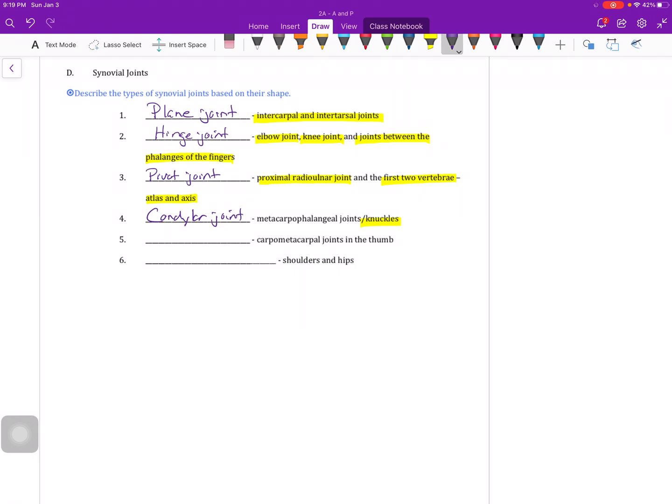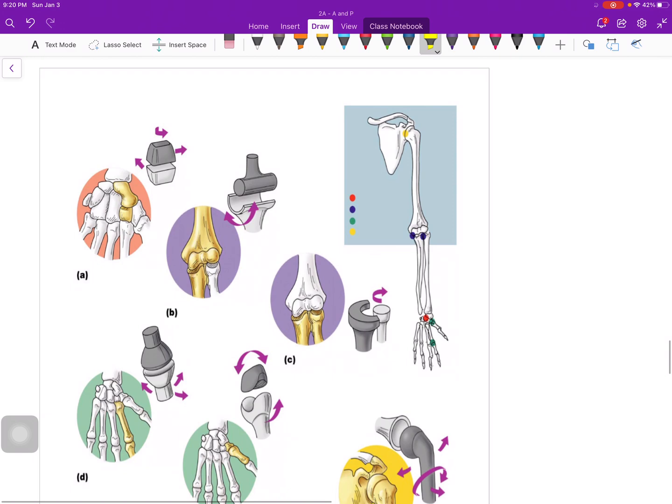Then you have what's known as a saddle joint. Carpometacarpal joints in the thumb. And finally, you have what's known as a ball and socket joint. This is probably one that you're most familiar with when you look at your hip and your shoulder joints. Okay, shoulders and hips. All right, and so the next thing that we're going to do is we're going to label the different types of joints.